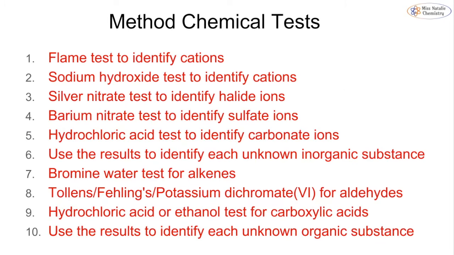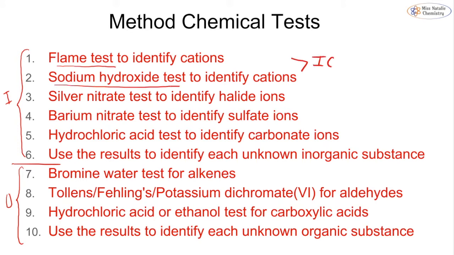So when we're doing an analysis of an unknown substance, we're going to split this into two. So steps 1 to 6 are for our inorganic substances, and steps 7 to 10 are for our organic substances. So for inorganics, we would start off with the cations, and we're looking at flame tests and the sodium hydroxide test. So you have covered both of these at IGCSE and at AS level.